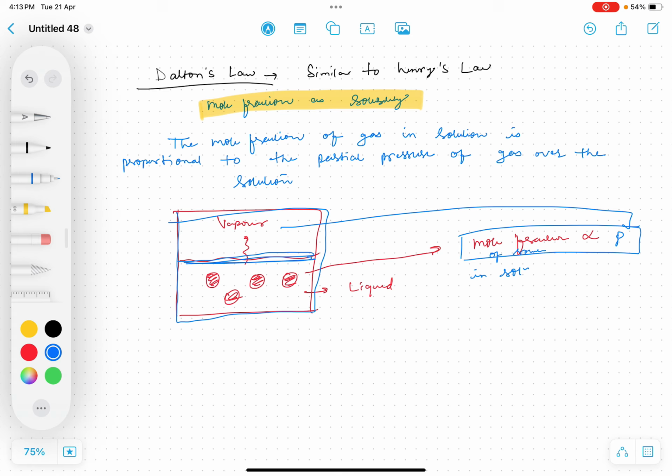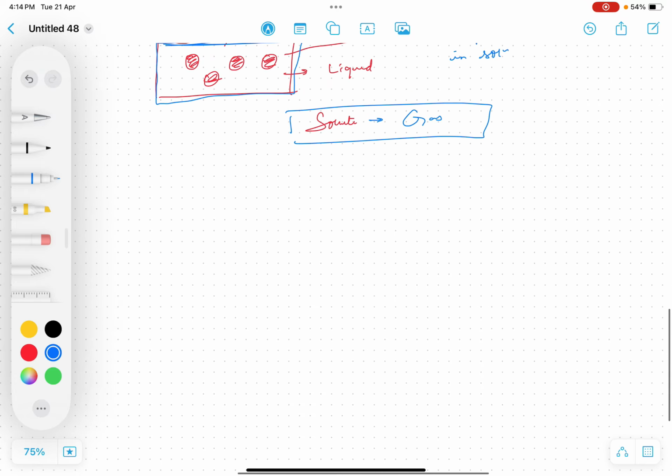So from this definition we also understand that it is for gas in liquid. So here we are taking solute which is gas component. So we write this statement as mole fraction directly proportional to the partial pressure. So by solving this further, we get a proportionality constant, and I'm taking it as k dash. So by cross multiplication, we will get P equal to X, that is mole fraction, upon k dash.